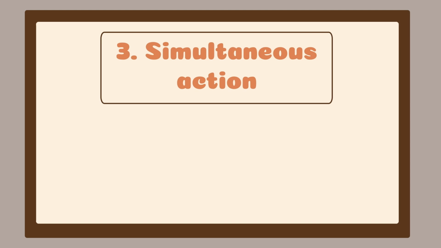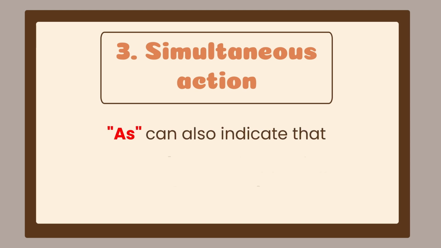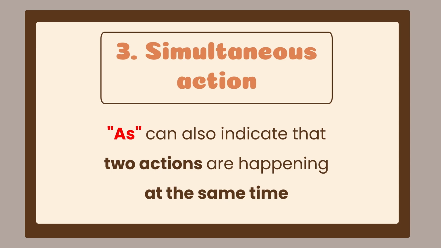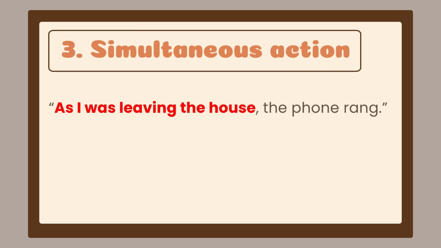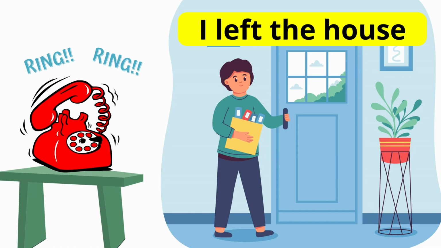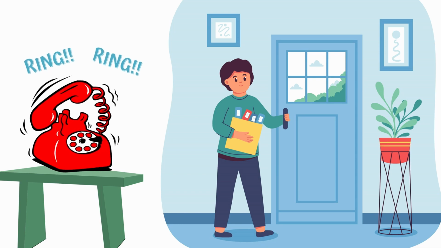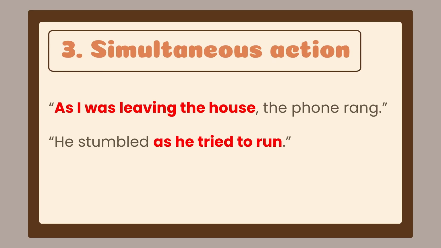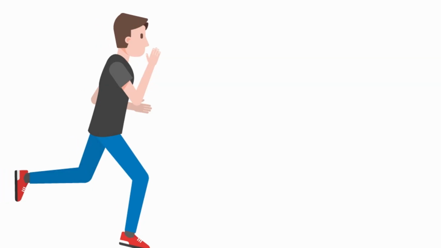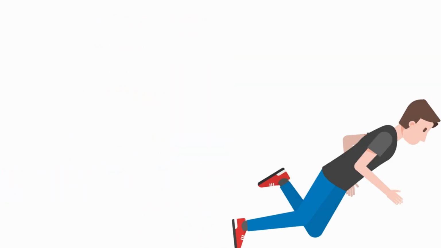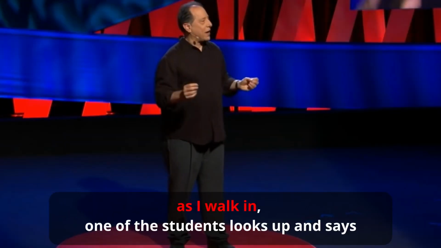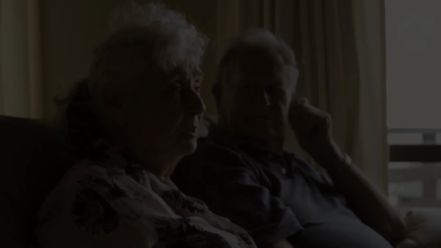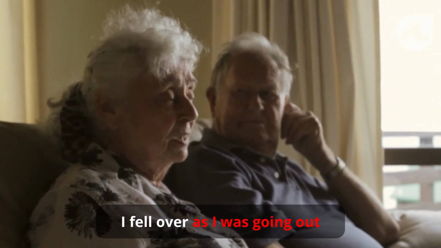Simultaneous action. "As" can also indicate that two actions are happening at the same time. For example, as I was leaving the house, the phone rang. Here the actions, I left the house and the phone rang, happened at the same time. He stumbled as he tried to run. Also the actions in the sentence, he ran and he stumbled, happened at the same time. As I walk in, one of the students looks up and says, I fell over as I was going out.